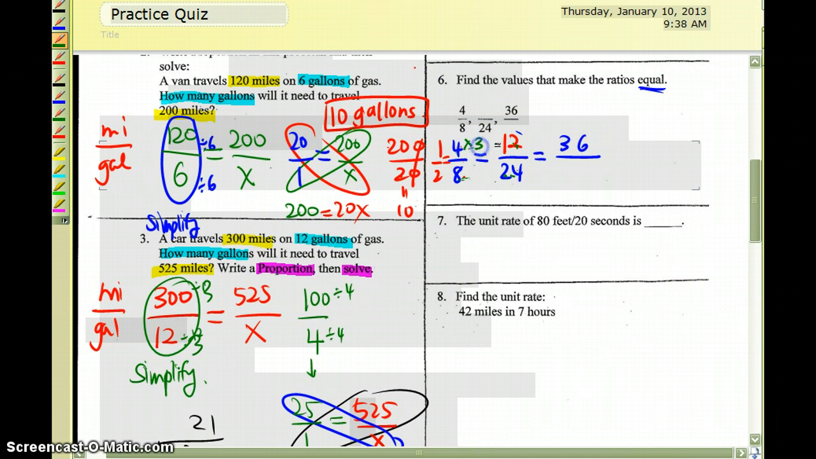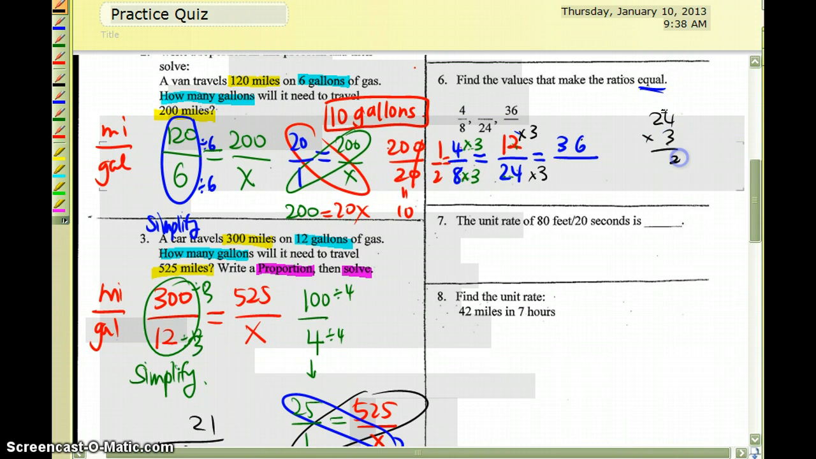4 times 3 gives me 12. 8 times 3 gives me 24. That's a perfect relationship. I can then look over here if I want to continue with that relationship and see if there's a relationship between 12 and 36. 12 times 3 gives me 36. If I did that with 24 and multiplied that also by 3, then I should be able to get this missing piece as well. 24 times 3 gives me 72. So I think all of these would work.